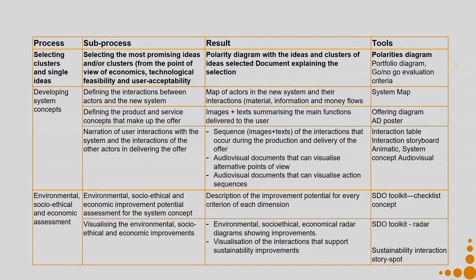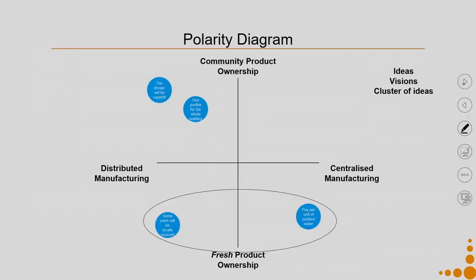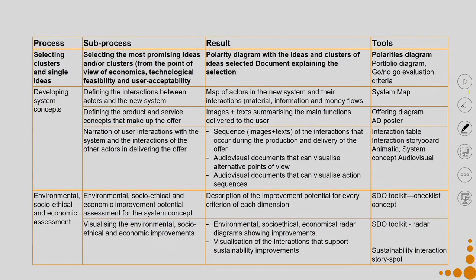In order to select the clusters and single ideas, I will start with using the polarities diagram. As you saw in our previous lecture, we can think of prospective ideas which look similar or which can be grouped together into a particular system. I pick up those single ideas, make a cluster and create a systems idea. I can do this by using my polarities diagram from the previous step.